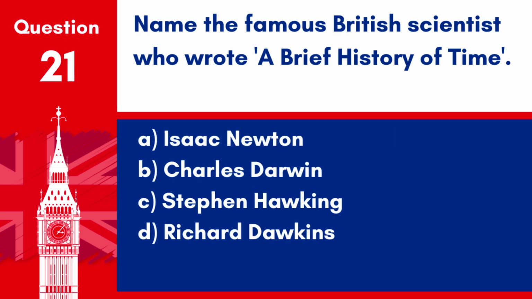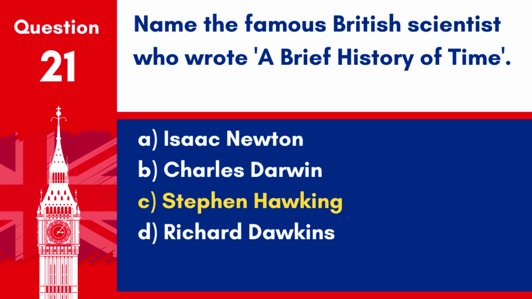Question 21. Name the famous British scientist who wrote A Brief History of Time. A. Isaac Newton. B. Charles Darwin. C. Stephen Hawking. D. Richard Dawkins.